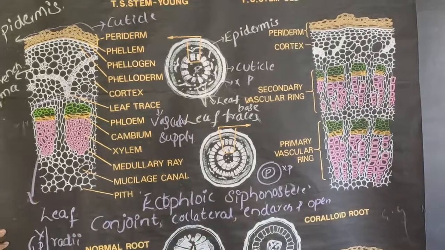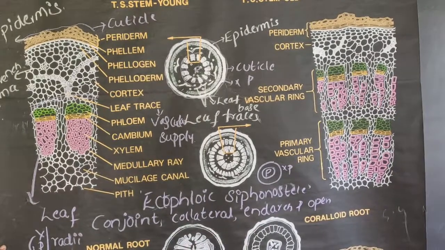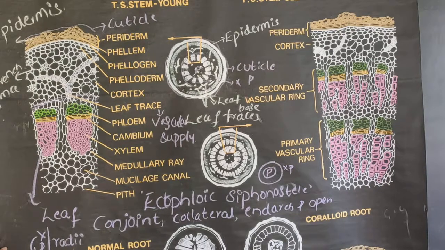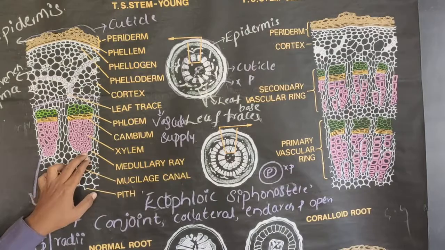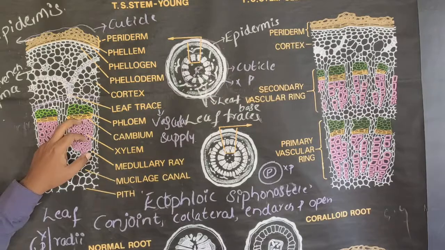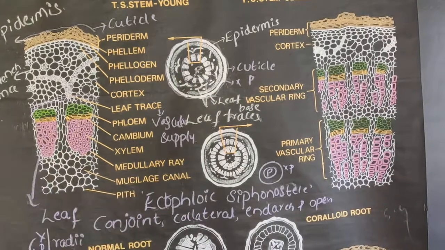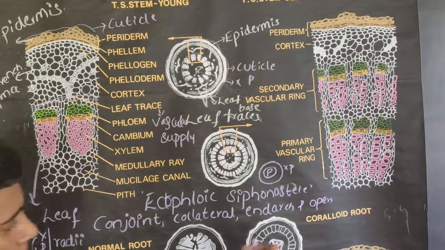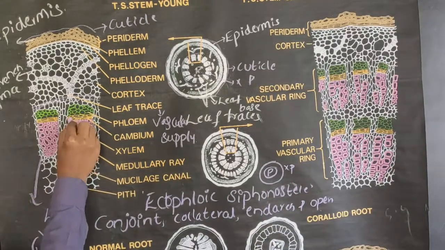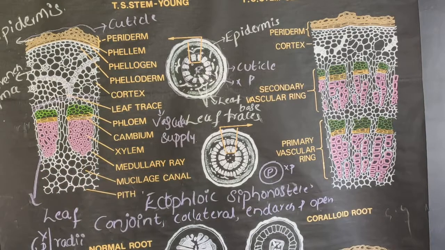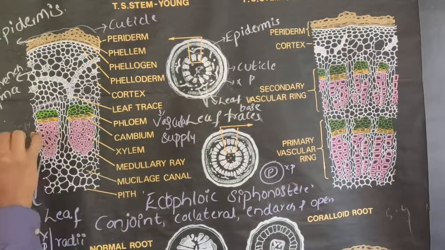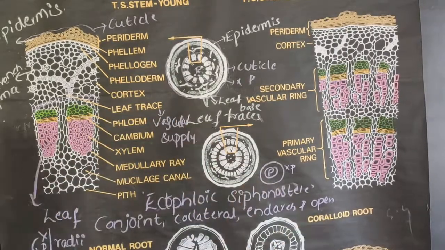Endarch means, as I said while explaining the internal structure of the root, the protoxylem is present towards the center and the metaxylem is present towards the periphery. And open means usually in between the xylem and phloem you will find the presence of cambium. So if cambium is present between the phloem and the xylem, the vascular bundle is said to be open.